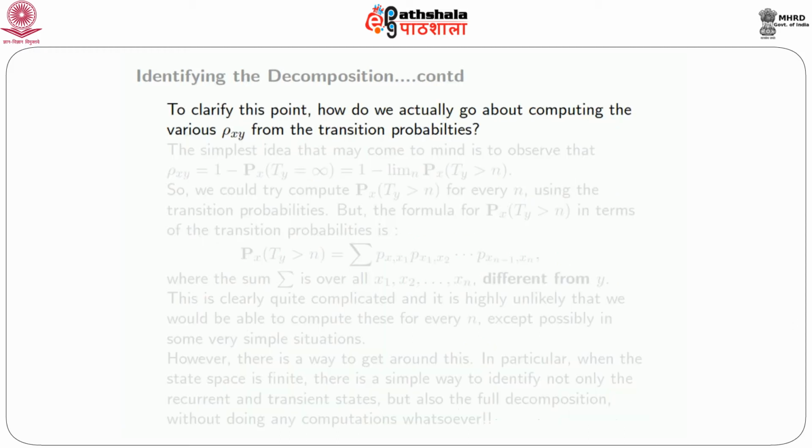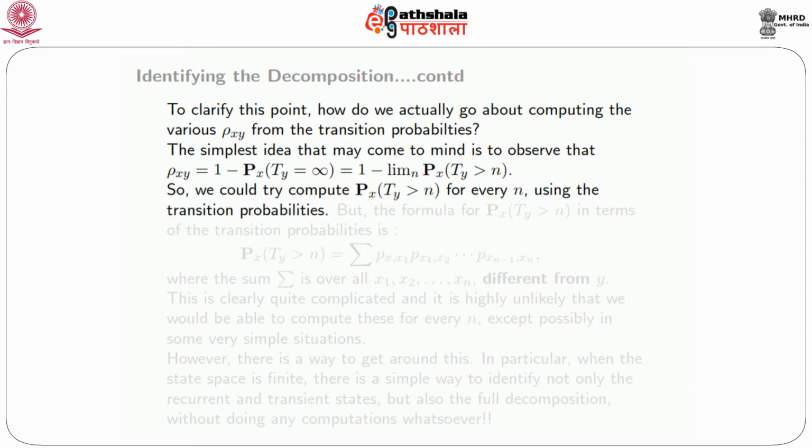Just to clarify the point, how do we actually go about computing the various rho xy's from the transition probabilities? Well, the simplest idea that may come to mind is to observe that rho xy is 1 minus Px of Ty is infinite, which is 1 minus the limit as n goes to infinity of Px probability Ty is greater than n. So these are the quantities that we have to compute in order to compute rho xy. So we could try to compute Px of Ty greater than n for every n using the transition probabilities. Now what is the formula?